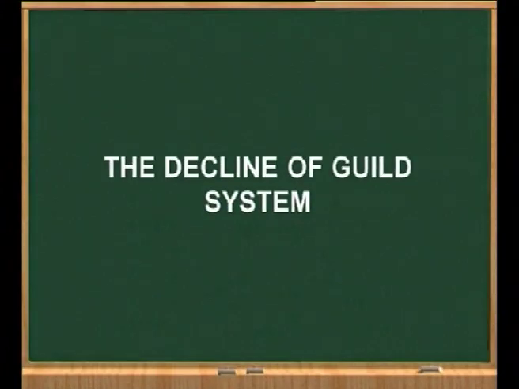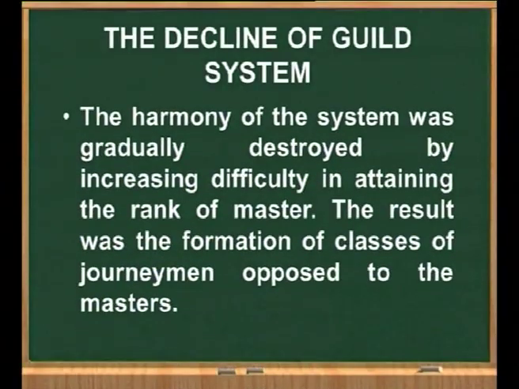The decline of the guild system. By the 16th century, the guild system was showing signs of decay. There were various factors operating to weaken the guild system. The harmony of the system was gradually destroyed by increasing difficulty in attaining the rank of master. The result was the formation of classes of journeymen opposed to the masters.